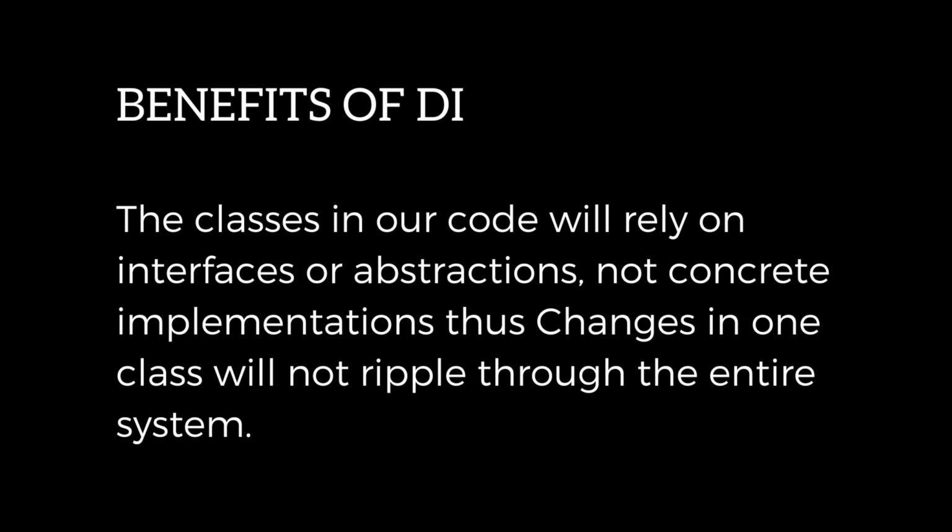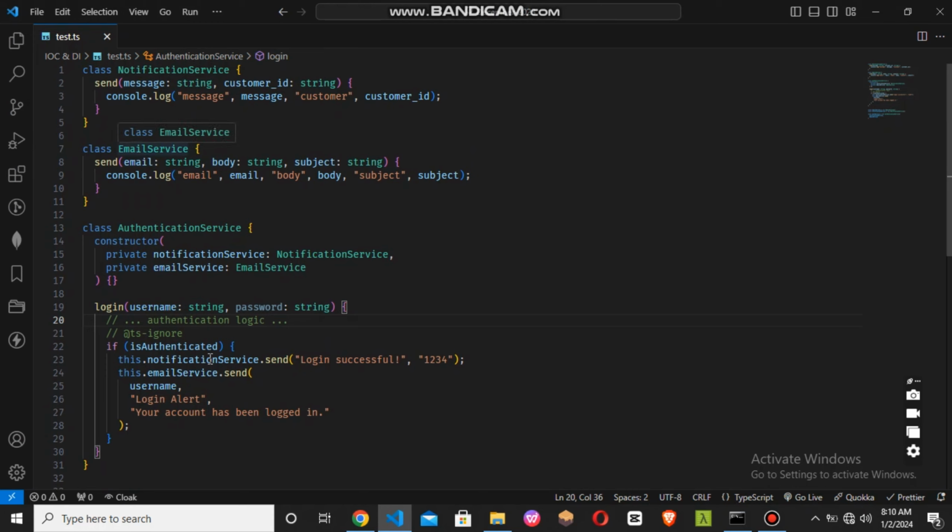So the next advantage of dependency injection is that the classes in our code are going to rely on interfaces or abstractions and not complete implementations. Thus, changes in one class will not ripple throughout the entire system and cause a break in production, which is what I defined when I told you that making a change here is not going to affect here, right? Because this does not rely on the complete implementation of the notification service. Instead, what it relies on is an abstraction, which is an interface of this notification service, or the interface, which is this email service, right?